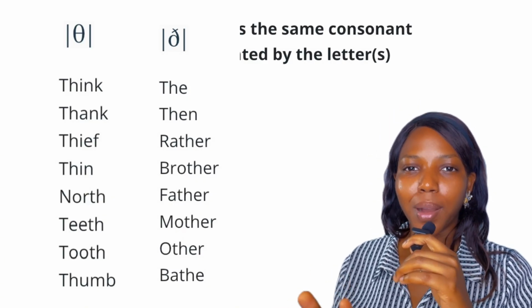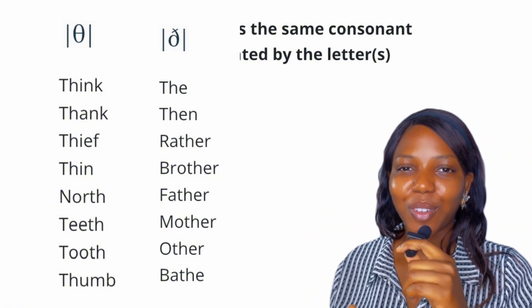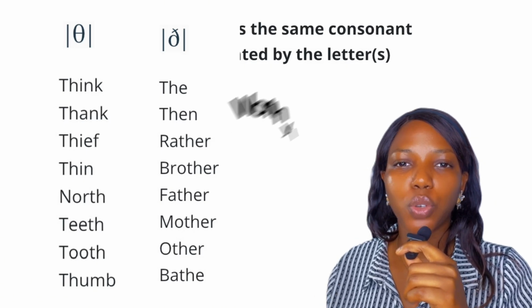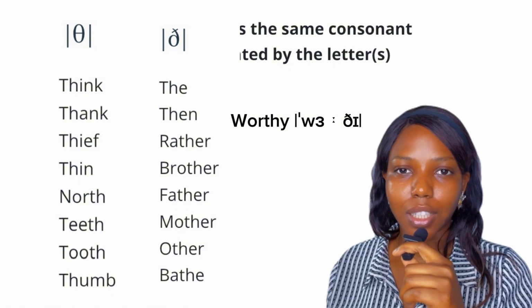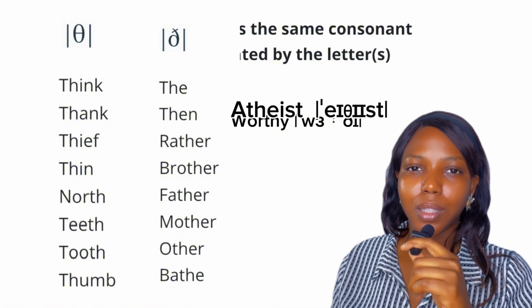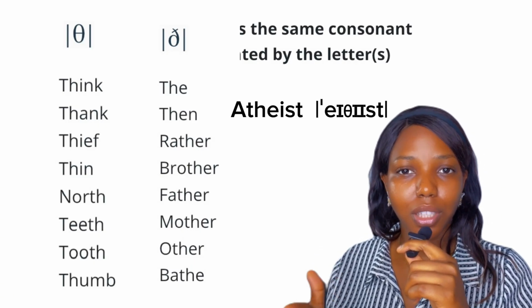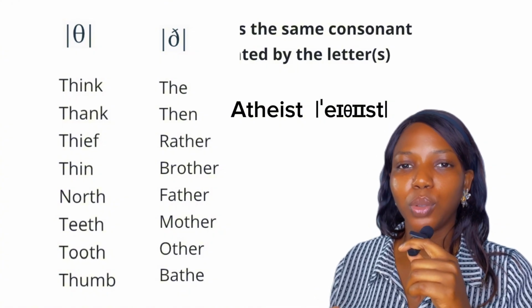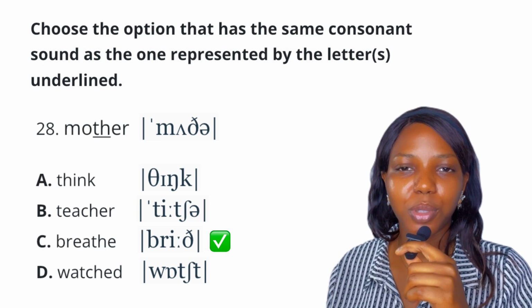Okay, but there is an exception. It does not happen all the time. For example, the word worthy does not have e or er after th, but it is the voiced sound. Another example is atheist. It has e after th, right? But it is the voiceless sound. So please note this exception. The final answer to this question is definitely option C.